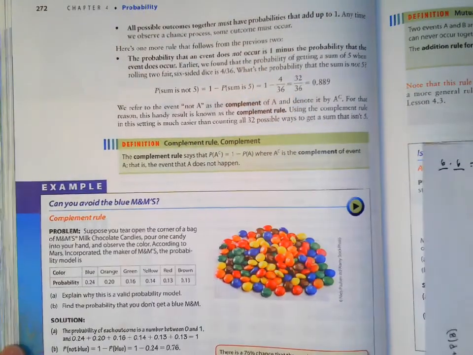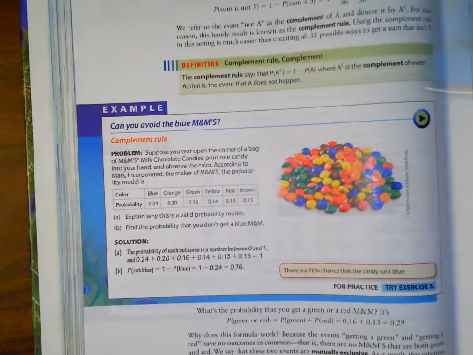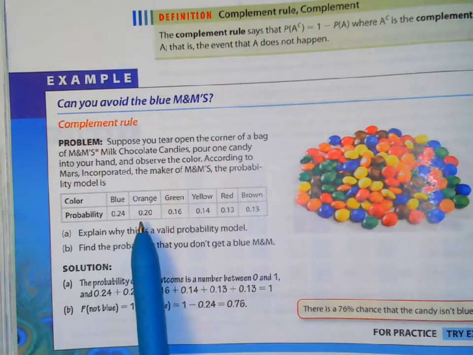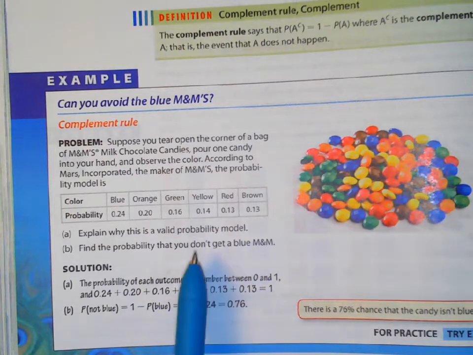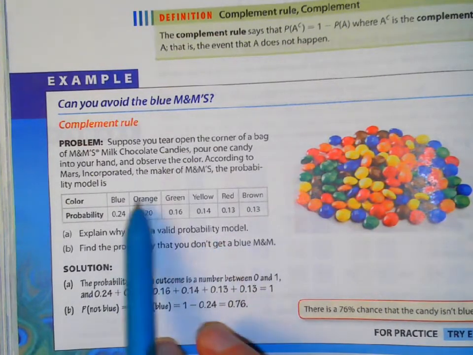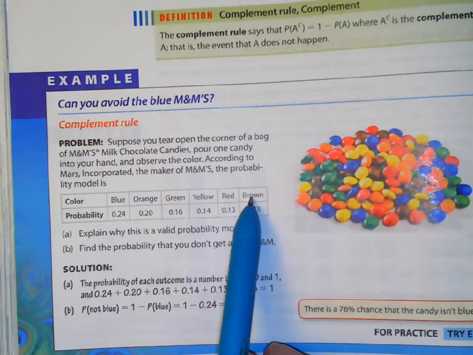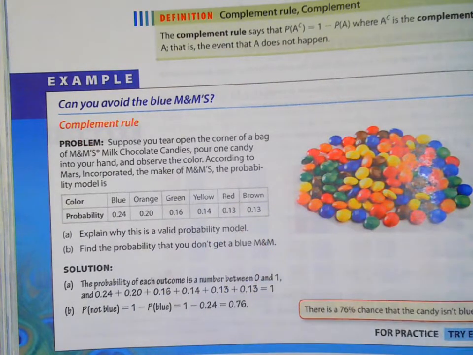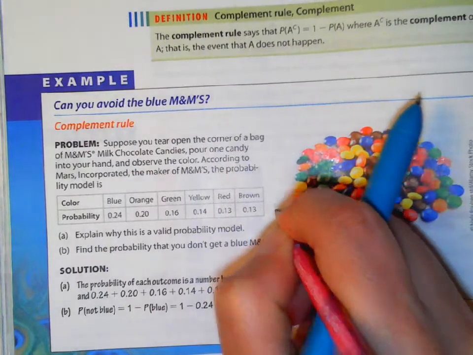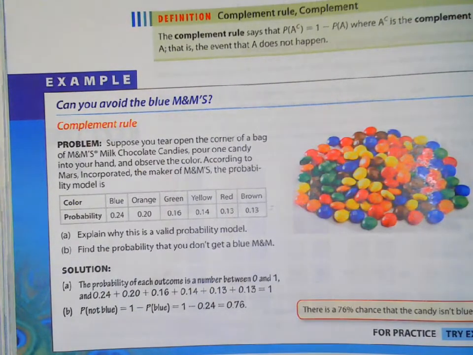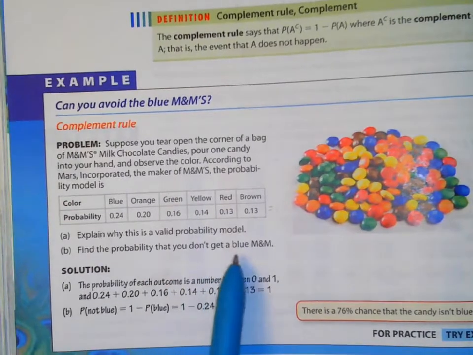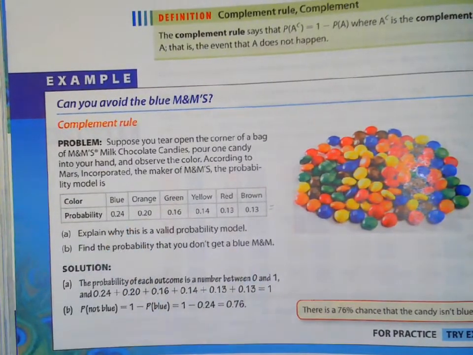So here's how we can use the complement. Okay, so we have M&Ms here. This is what Mars says they make. 24% of them are blue, 20% are orange, etc. So first let's talk about a valid probability model. If these are the only colors they produce, those 6 different colors, what should all these add up to be? They should add up to be a sum of 1, because those are all the different possible outcomes. There's no other outcome, so all these probabilities have to add up to be a sum of 1. What's the probability that you don't get a blue? Well, the probability I get a blue is 24.